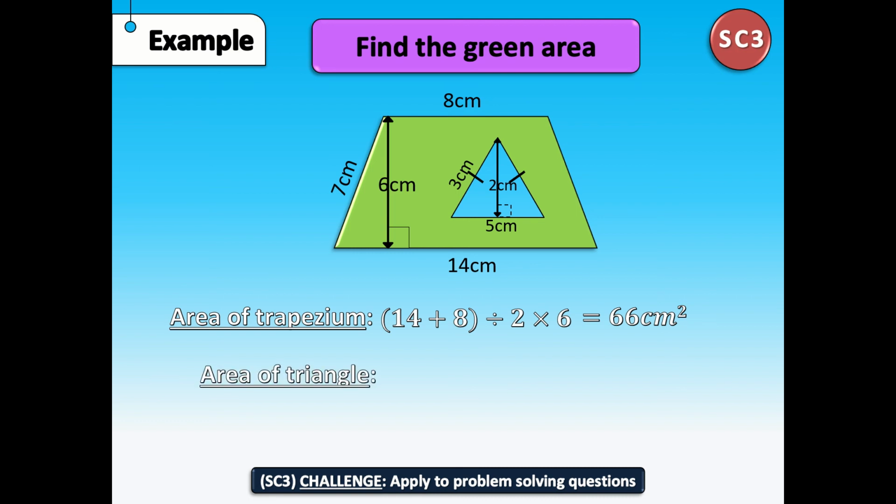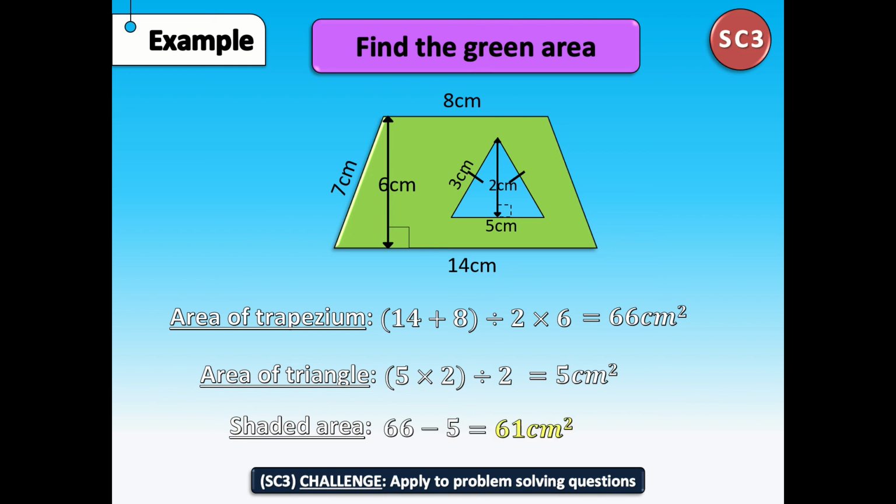Then we find the area of the triangle, which is the base times the height divided by 2. So that's 10 times 2 divided by 2, which is 5 centimeters squared. So the green area will be 66 take away 5, so that's 61 centimeters squared.